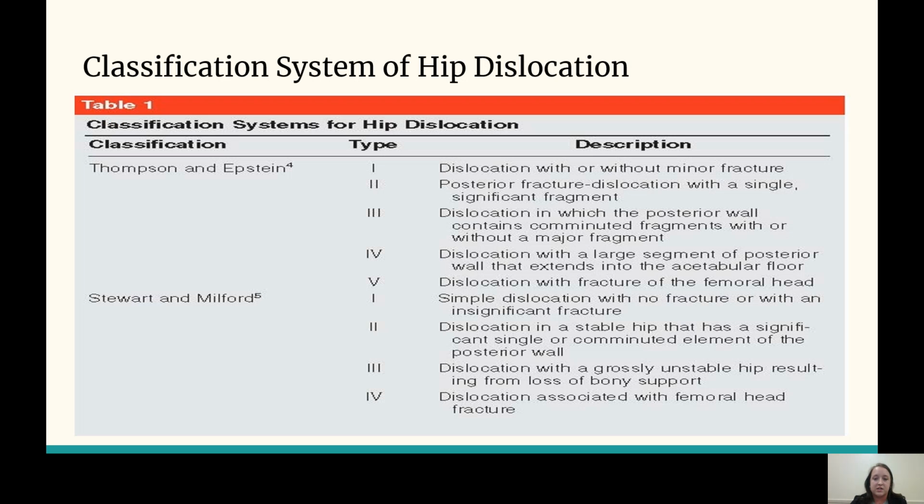I put a classification system on this slide. It's the most widely used classification: the Thompson and Epstein, and then Stewart and Milford. The Thompson and Epstein classification is of posterior hip dislocations, and it includes associated fractures for types 2 through 5. There are a couple of other ones that aren't widely used, but the Pipkin classification system is used for posterior hip dislocations associated with femoral head fractures, and then there's the AO classification, which can be used for both anterior fracture dislocations and posterior fracture dislocations.